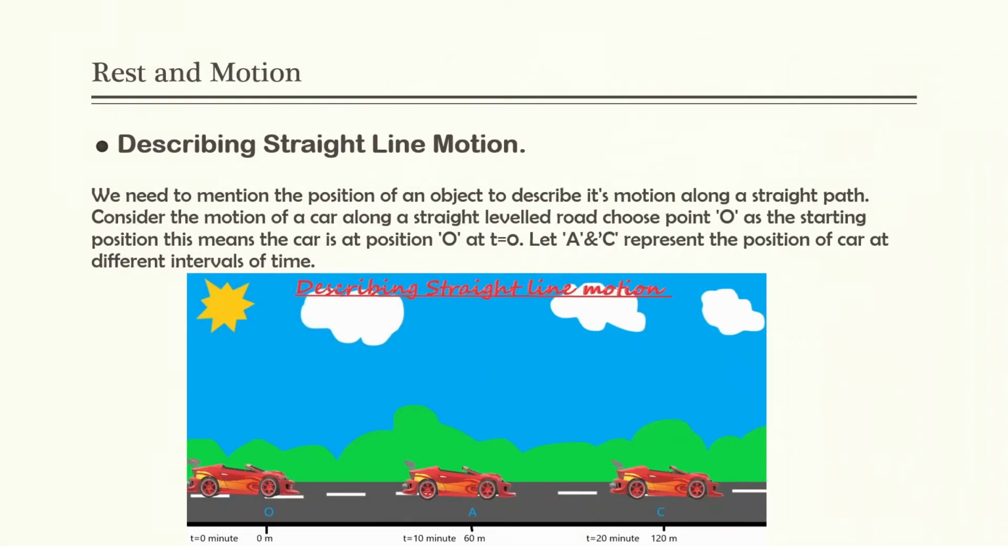Now let us learn to describe straight line motion. We need to mention the position of an object to describe its motion along a straight path. Consider the motion of a car along a straight leveled road. Choose point O as the starting position. This means the car is at position O at time equals 0. Let A and B represent the position of the car at different intervals of time. A: time is 10 minutes and the distance traveled is 60 meters. B: time is 20 minutes and the distance traveled is 120 meters.